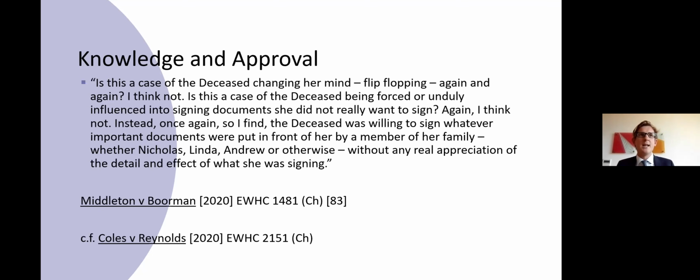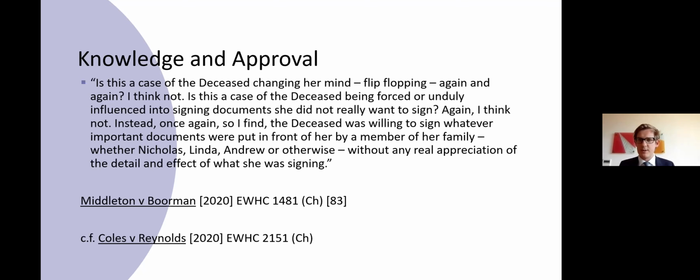And he said this: is this a case where the deceased changed her mind, flip-flopping again and again? I think not. Is this a case where the deceased being forced or unduly influenced into signing documents she did not really want to sign, i.e. undue influence? Again, I think not. Instead, once again, so I find, the deceased was willing to sign whatever important documents were put in front of her by a member of her family, without any real appreciation of the detail and effect of what she was signing. The judge came to his conclusion even though the deceased gave instructions to the will.